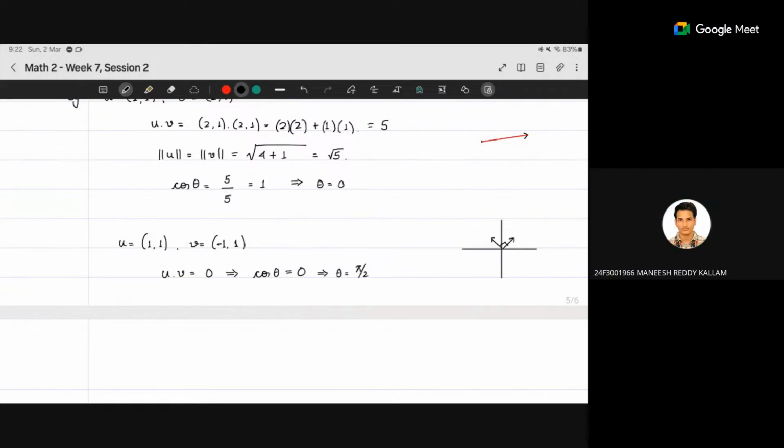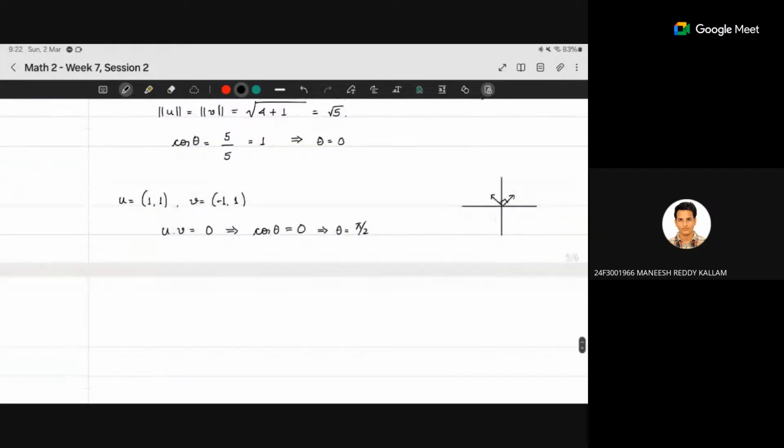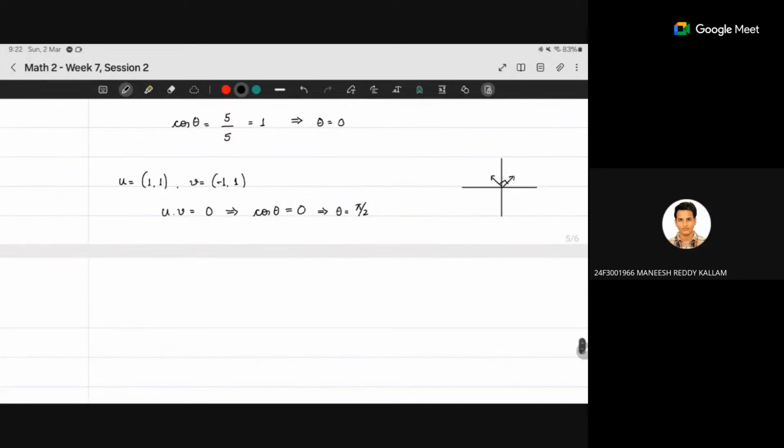Sir, what happened? Like, I made a mistake? I couldn't understand where it was. No, the diagram that I made was actually minus 1, 1. I had earlier written it as 1, minus 1, so I just changed this V to minus 1. Both of them are orthogonal. Okay, I got it.